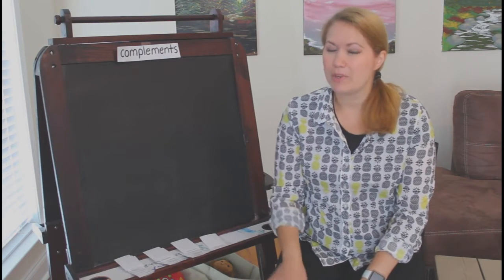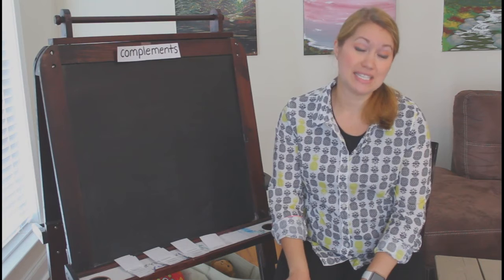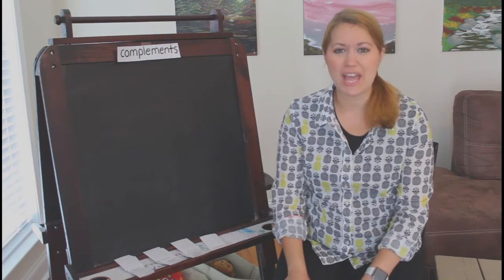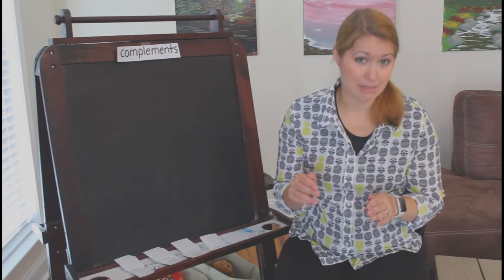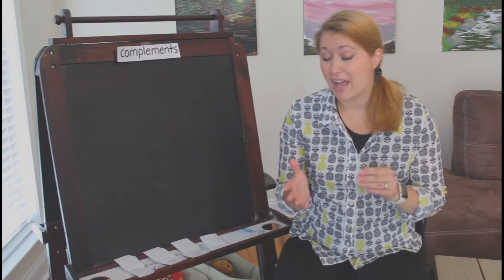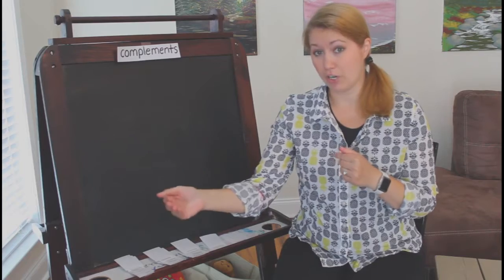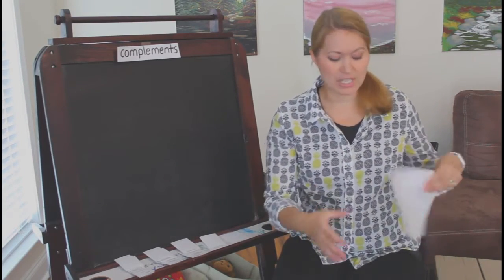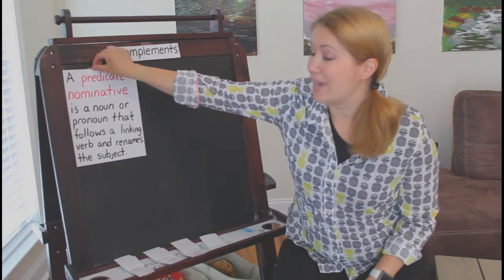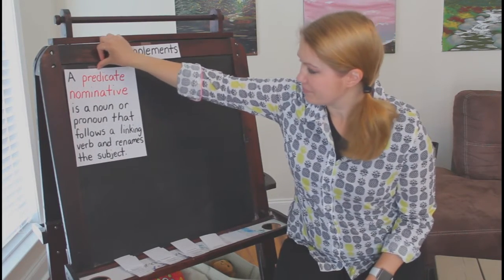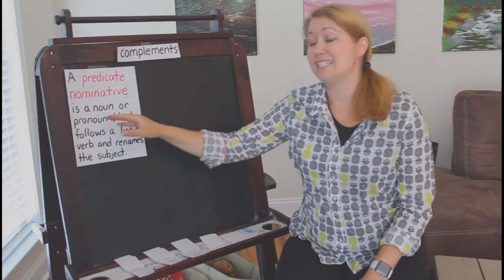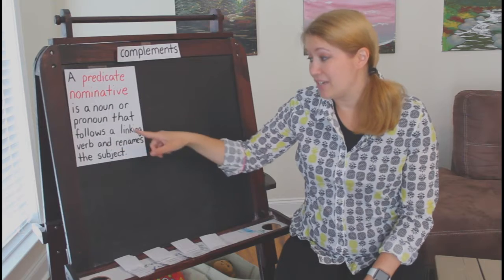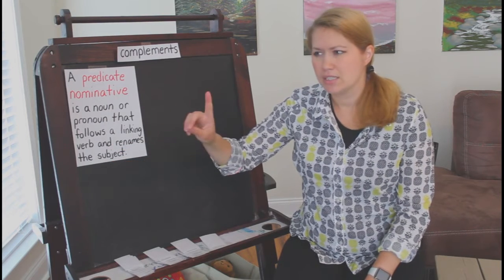Well, now we're going to look at another kind of sentence completer. We have sometimes words that rename the subject. Instead of answering questions about the verb, they describe the subject. You can have a predicate nominative. A predicate nominative is a noun or pronoun that follows a linking verb and renames the subject.